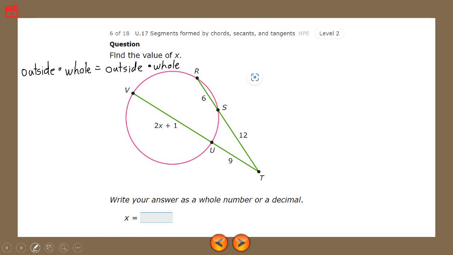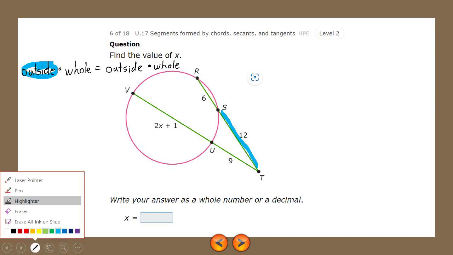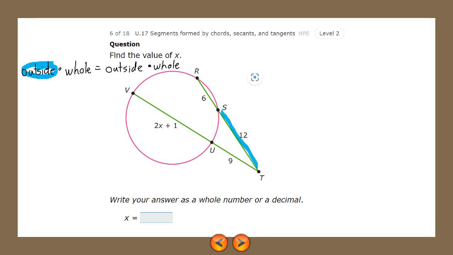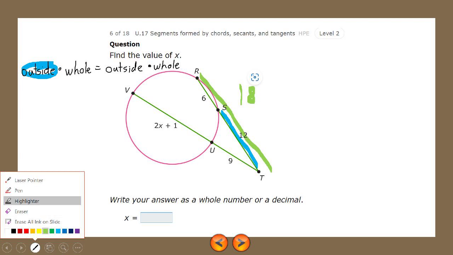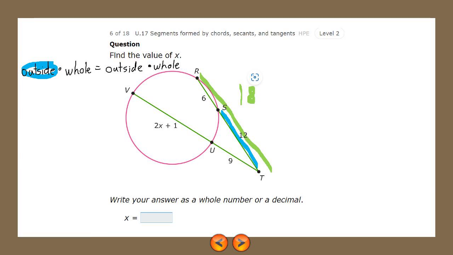So let's color code that and we'll see it. This outside, we'll use this as from S to T. That will be the outside length there. Looking at the whole length of the line will be R to T. And we'll have to figure out how long that is. Well, if it's 6 here and 12 here, altogether the whole length is 18. So our multiplication problem there, at least on the left-hand side, just looks like 12 times 18.